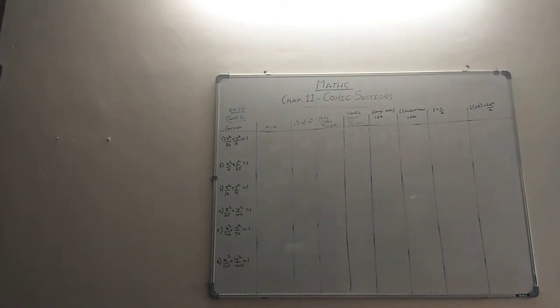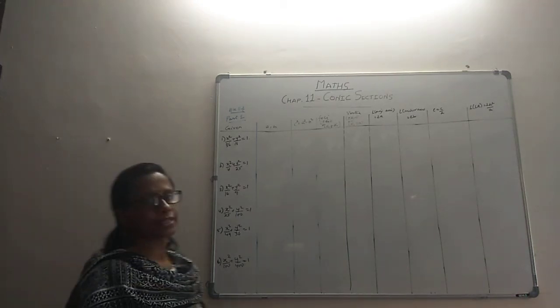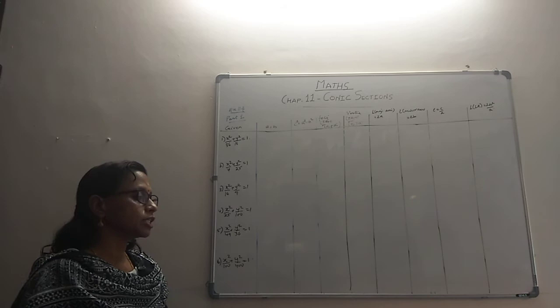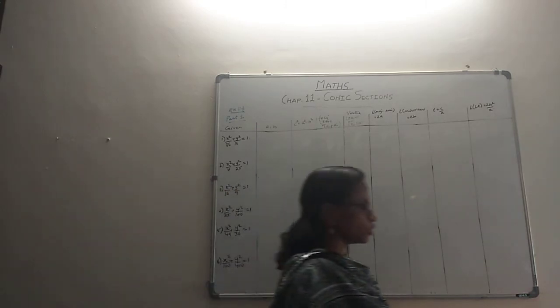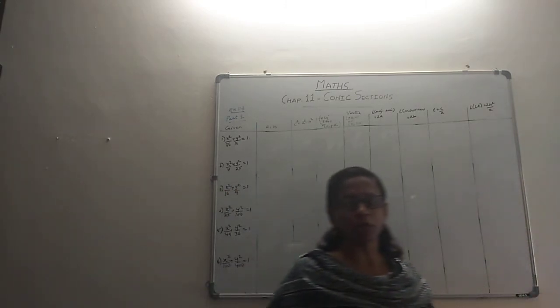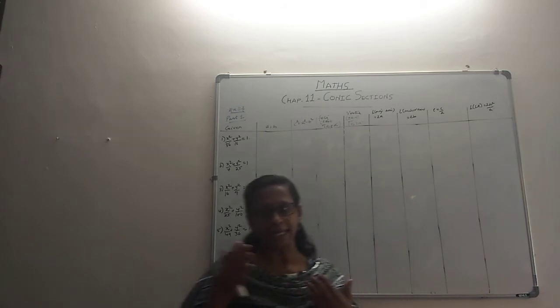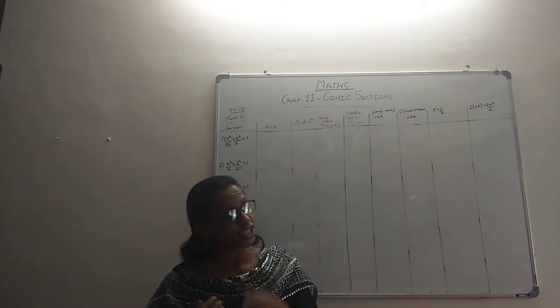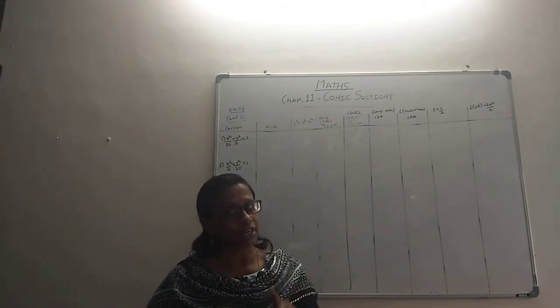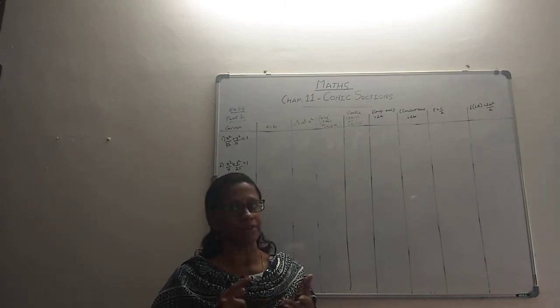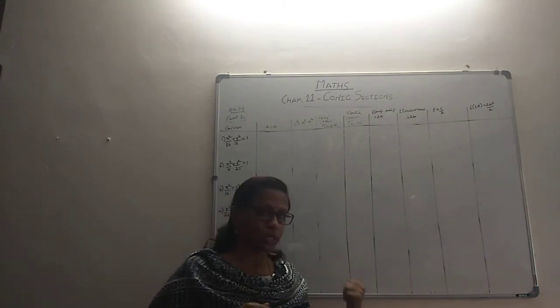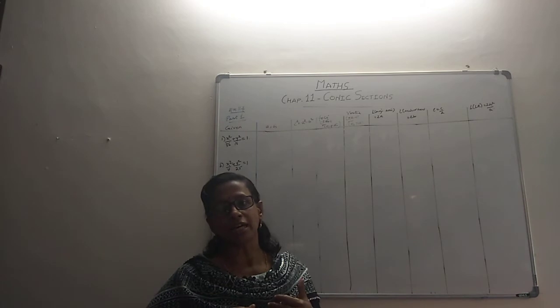Hello folks, we come to exercise 11.3, and this is the part 1 video for this exercise. As we have seen, throughout this exercise we are going to take the double cone getting intersected by a plane and the different sections that are generated out of it. We already have seen the circle and the parabola. Today we are going to see the ellipse.